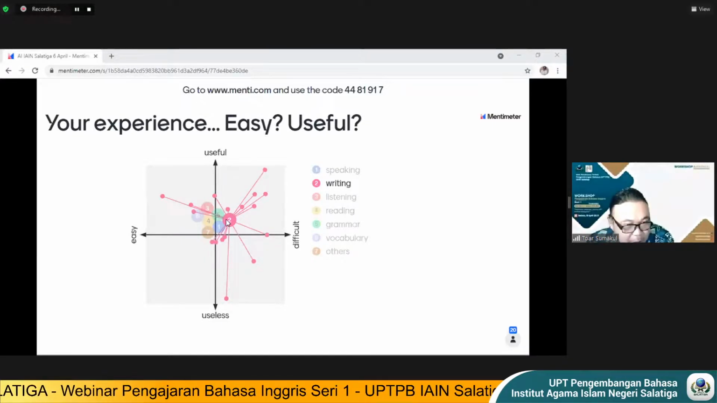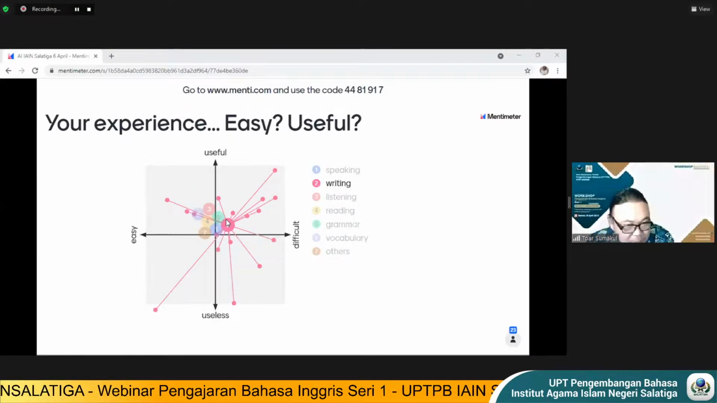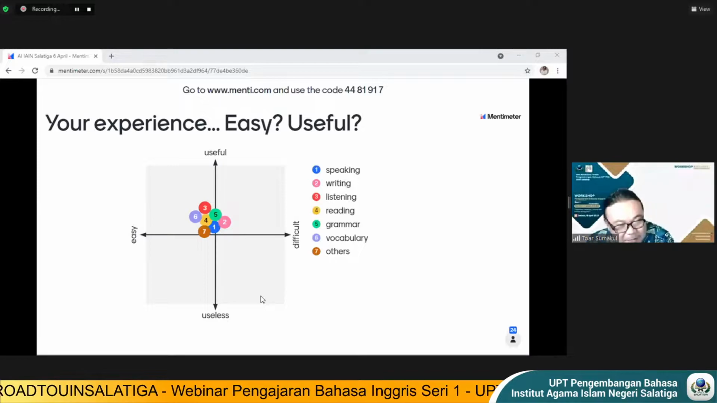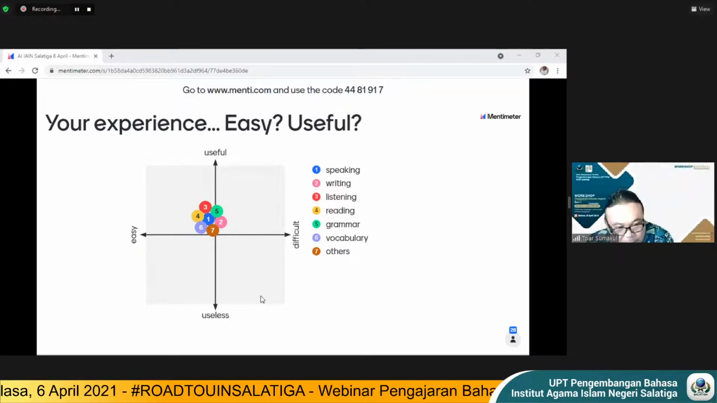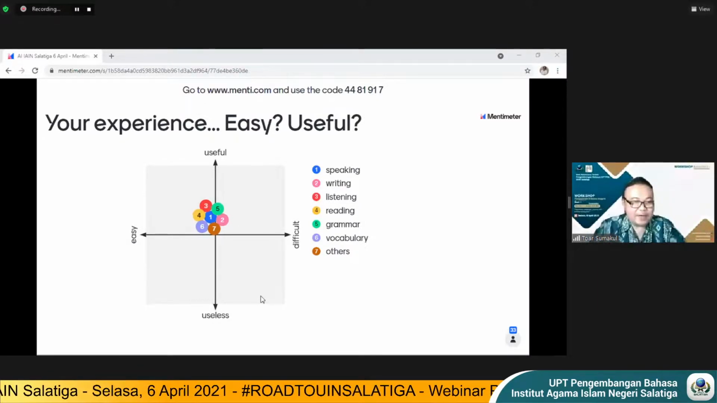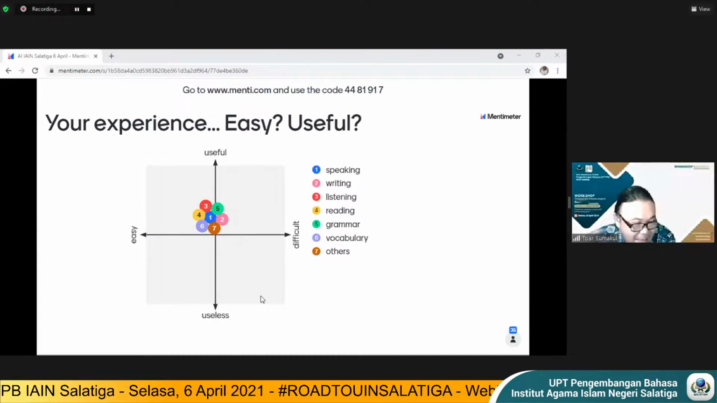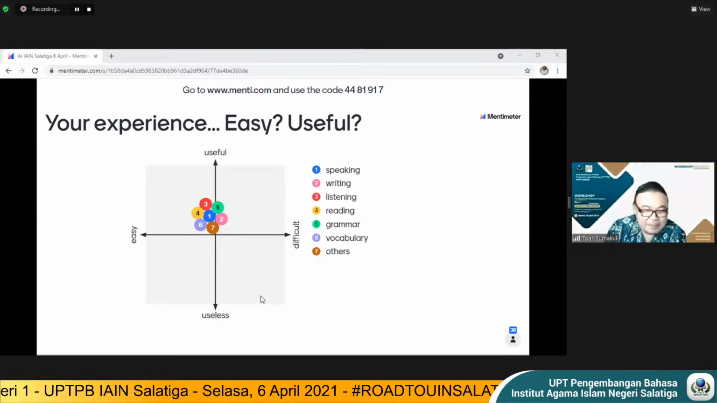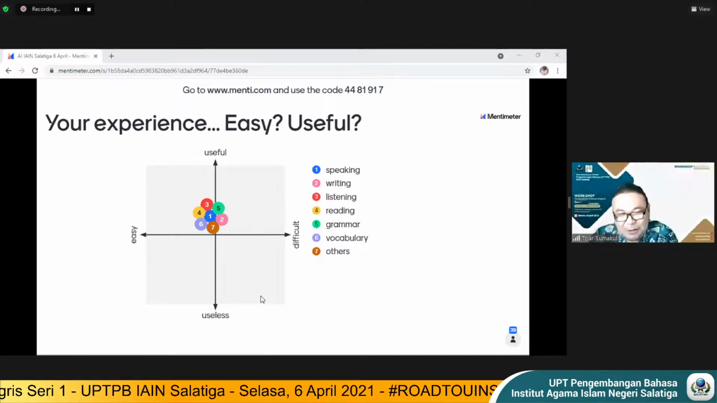Okay, this is the distribution, if you can see my screen. 20 people. Okay, now this in the middle. It's not useless. AI, from your own experience, is not useless, but it's in the middle, not easy, but not difficult.